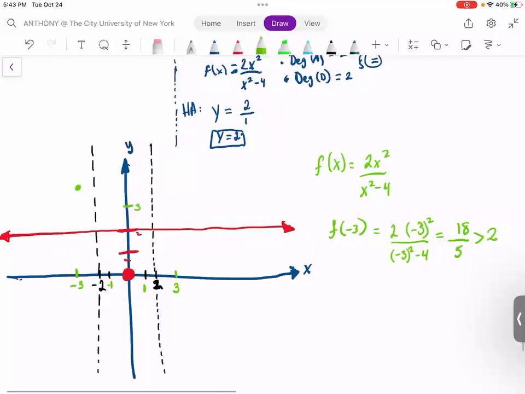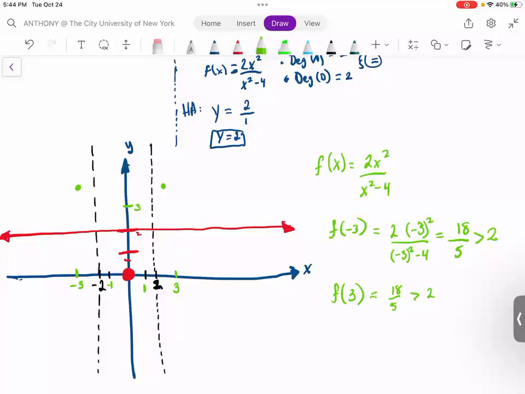All right. Well, I plugged in -3. What happens when I plug in +3? Will we get the same value? Yeah, because -3 squared and +3 squared are both 9. Then you will still get 18 over 5, which is still greater than 2. So, you get this point here again.